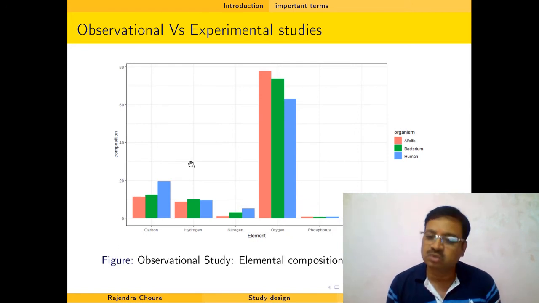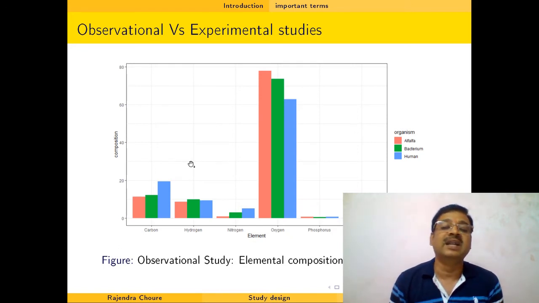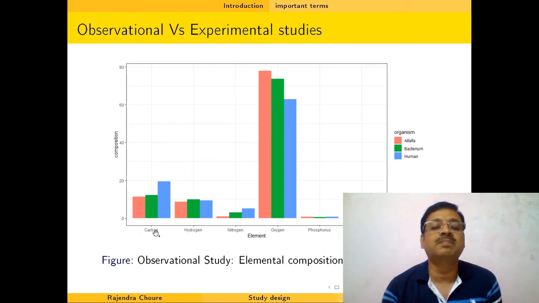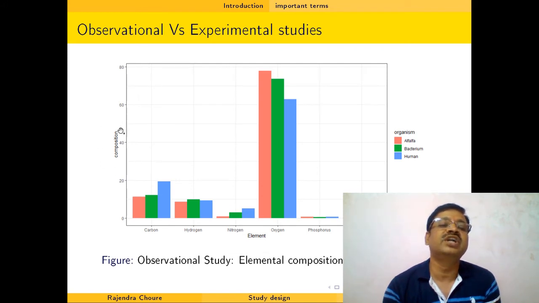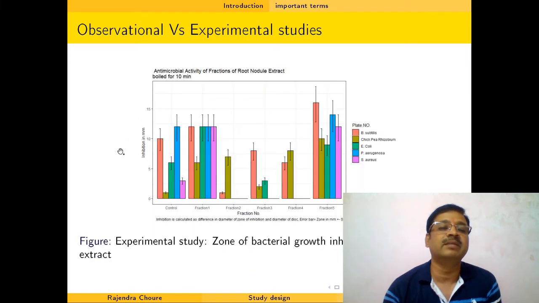And here two different variables are independent ones. Here the presence of carbon, hydrogen, nitrogen, oxygen, phosphorus, sulfur is one independent variable, and different organisms like alfalfa, bacteria, and human is the other independent variable. And these two independent variables determine the variation in composition, elemental composition in living organisms. Okay, there are two independent variables controlling variation in one dependent variable.